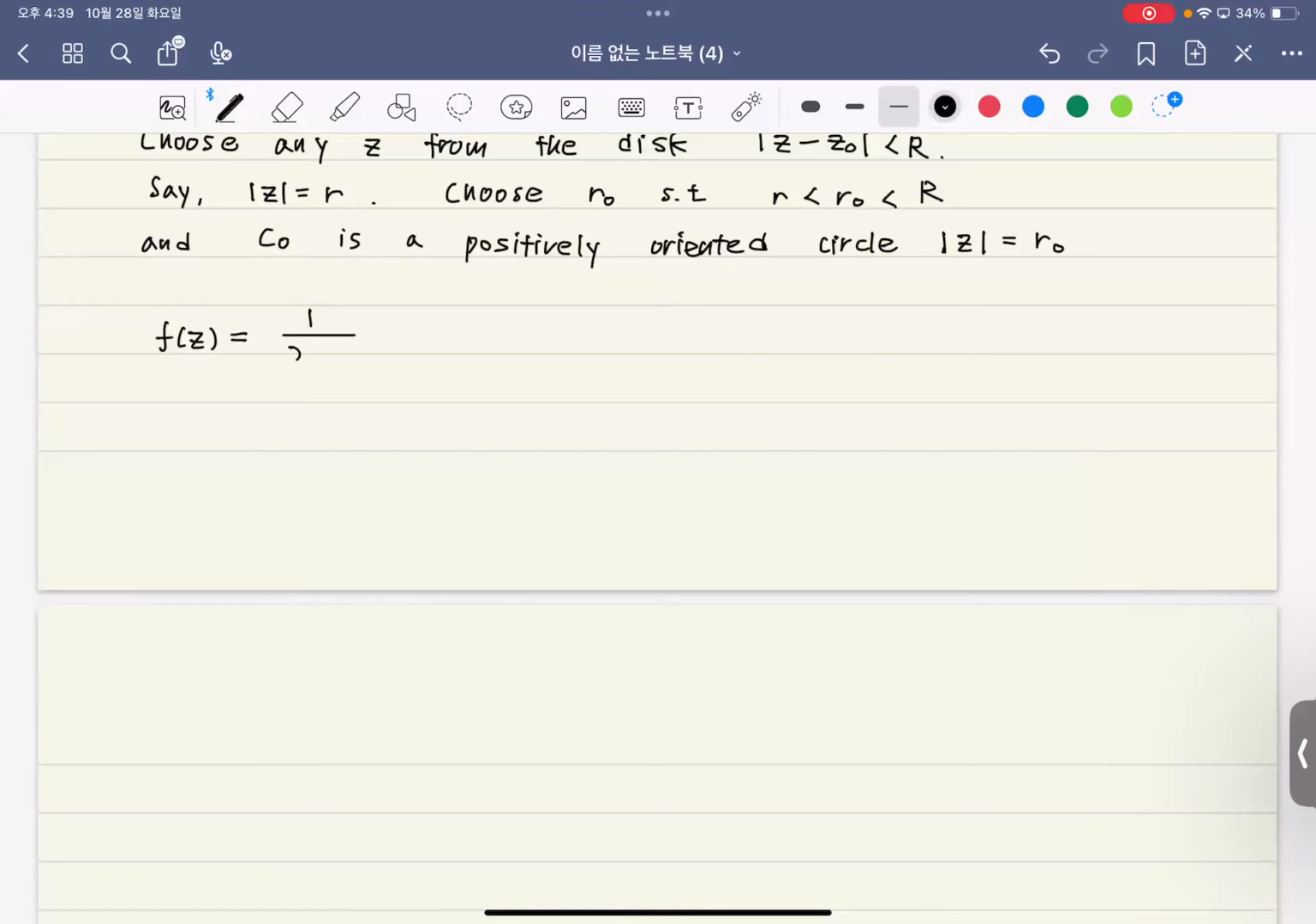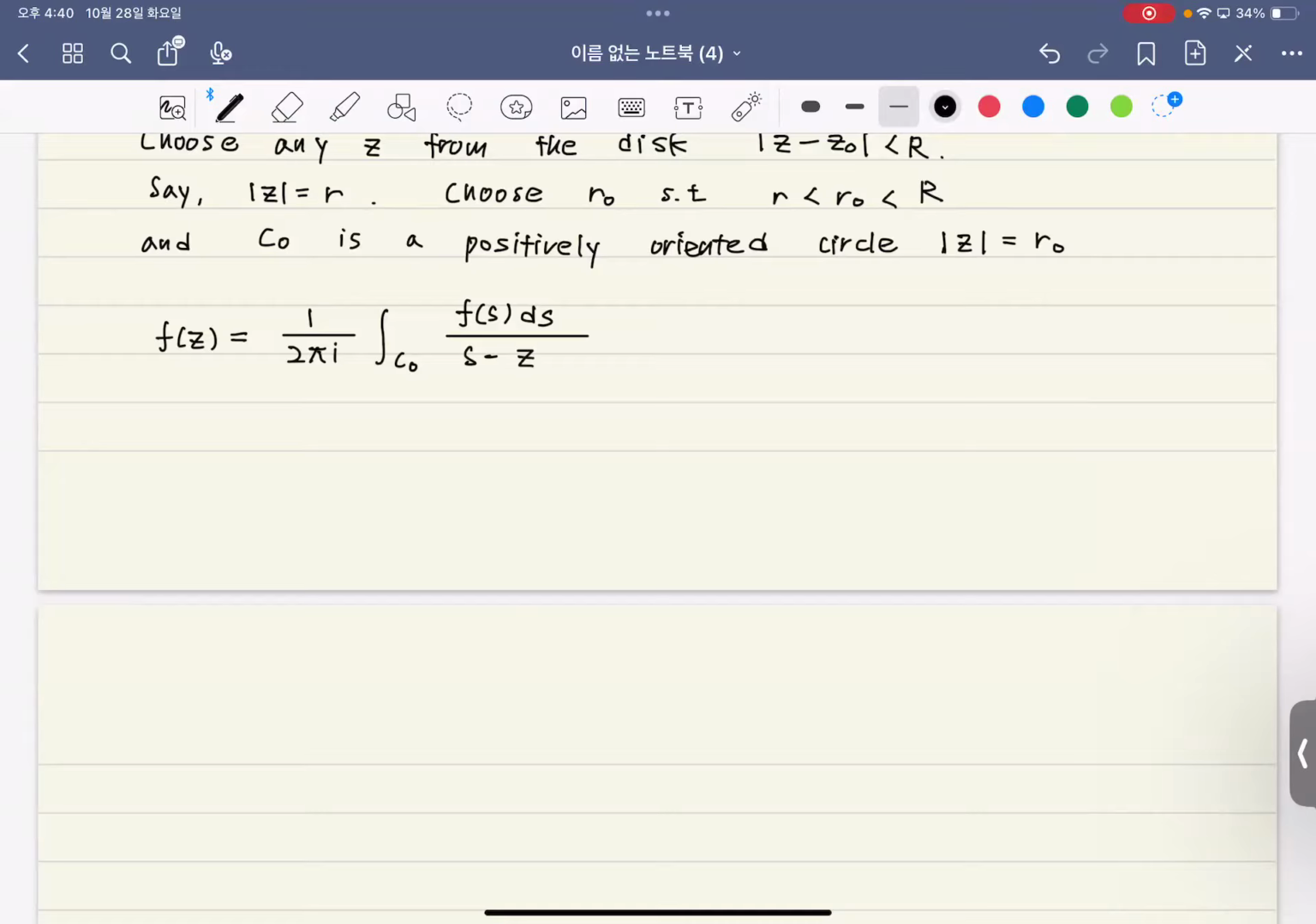I will begin from the Cauchy's integral formula. You have to remember, you should be able to imagine that this curve C0 that I'm mentioning over here is somewhere between z and the radius of convergence of the power series. And due to the Cauchy's integral formula, this should be like this, right?